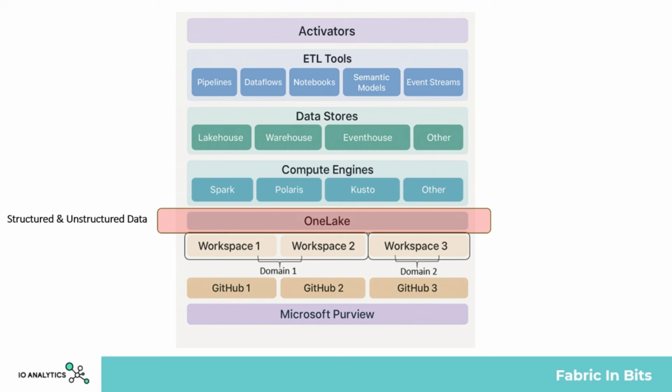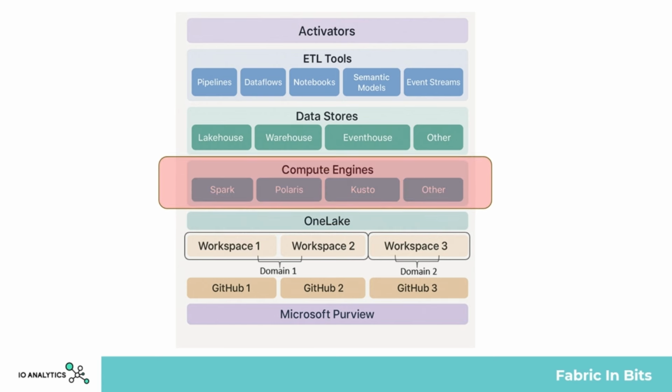So that's OneLake. Above OneLake, we have our compute engines, and these are the components that are processing the data from the data stores, from our interfaces, and letting us then go and read and write to that OneLake storage. Beneath the Lakehouse, we have Apache Spark. We have Polaris for the warehouse. We have Kusto for your event houses, and you may have other database types within Fabric. For example, there's a version of SQL Server that has its own compute engine.